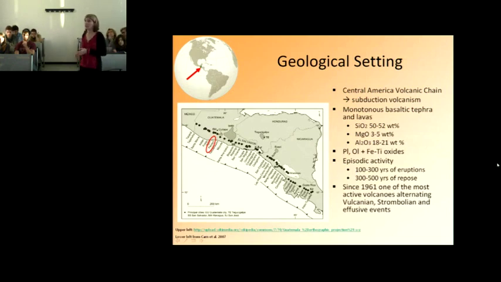The activity is mainly episodic, with a cycle of 100 to 300 years of eruption, followed by 300 to 500 years of repose. And the last and current cycle began in 1961, and since then Pacaya is one of the most active volcanoes in Guatemala, alternating Vulcanian, Strombolian, and effusive events.